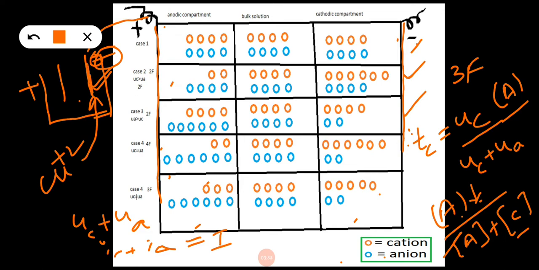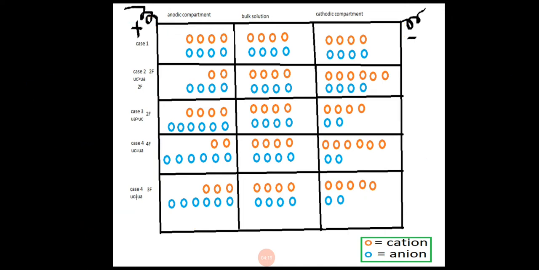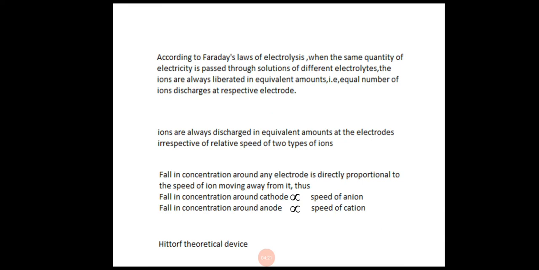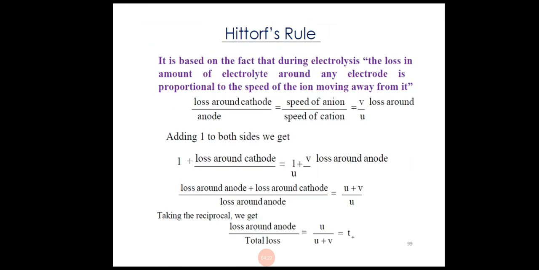So either we can calculate the decrease in the concentrations of the anodic and cathodic compartments to determine the total current passed in the circuit, or determine the amount of cation deposited on this electrode, or the amount of anion deposited on this electrode, or the amount of copper deposited on this electrode. In this way, by knowing the changes in the concentrations, we can determine the speed of cation and speed of anion, and the transport number of cation and transport number of anion.